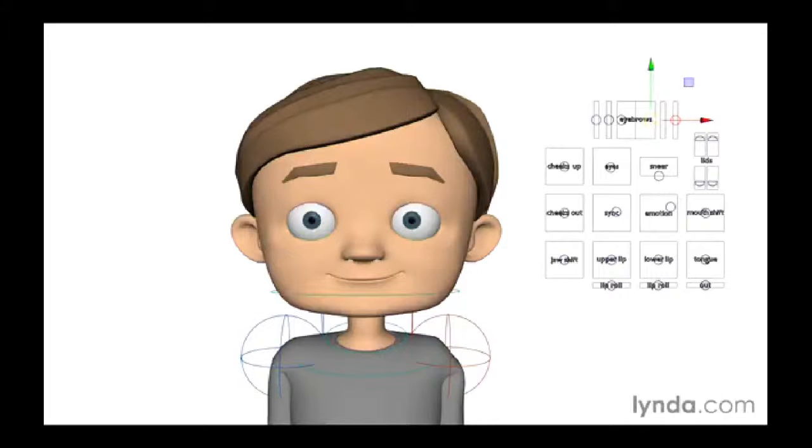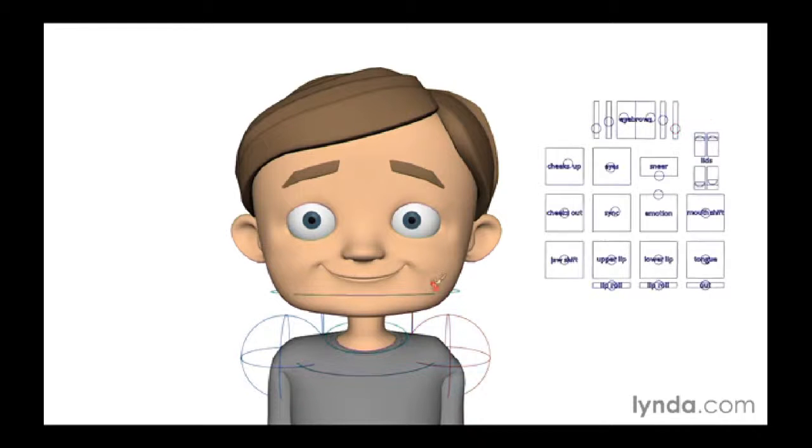Another way to add more life to your characters is to create asymmetrical poses. So here we have a very simple happy pose. Now this pose, however, is very symmetrical. So if I were to, say, draw a line down the center of the face here, you'll see that the left and right sides of that face are pretty much identical.